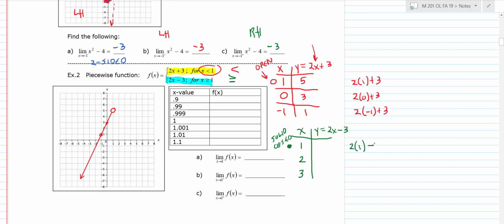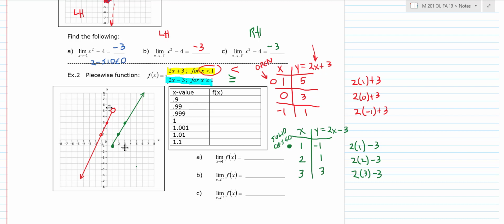Okay, then we just plug in. 2 times 1 minus 3 is -1. 2 times 2 minus 3 would be 1. 2 times 3 minus 3 would be 3, and we're going to plot those points. When we plot 1, -1, you want to use a solid dot. Then 2, 1, plot like that, and 3, 3. And again, when we do the graph of this, your line's only going to go to the right. So it's going to start here and go off in that direction like that. Okay? So that's kind of what your graph looks like.